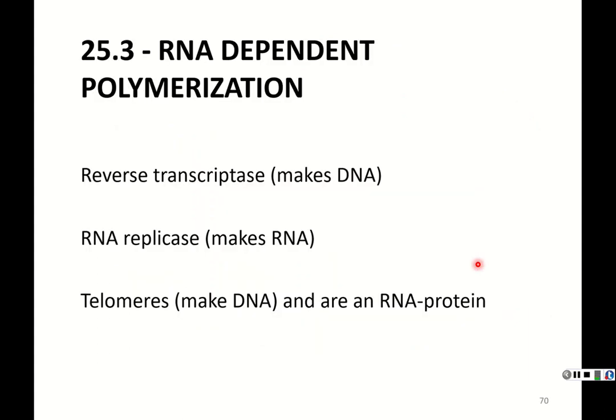Okay, the last section we'll talk about in chapter 25, this should be chapter 26, is RNA-dependent polymerization. And in particular, the one we're really going to focus on is reverse transcriptase, and that's the ability to make DNA from RNA. Right? We can also have a case where RNA can replicate itself, so RNA making RNA from an RNA template, and then the telomerase making DNA, that are an RNA-protein system.